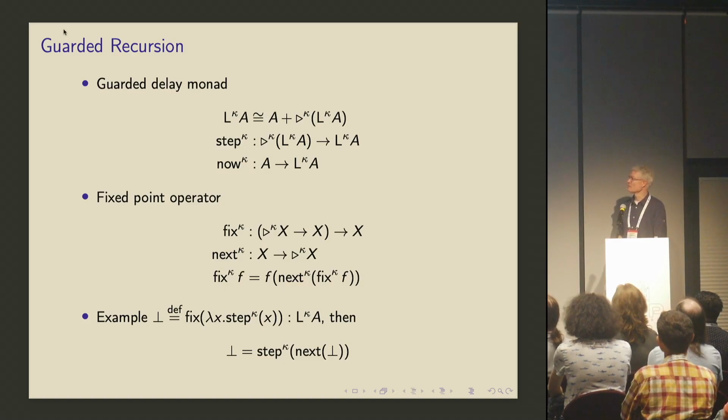And now the fixed point equation types. So for instance, you can take the fixed point of the step function up here, and that would be the diverging computation. And when you instantiate this equation here, you get that bottom equals step of bottom, essentially.